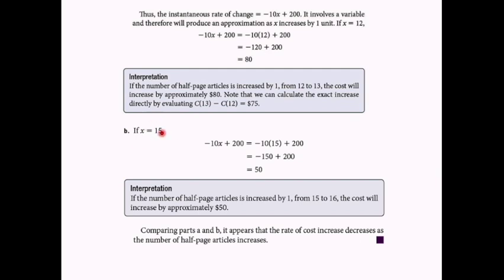So doing the same thing for 15, if we want to find the instantaneous rate of change, we're going to plug in 15. So we have negative 10 times 15 plus 200. When we work that out, we're going to get 50.